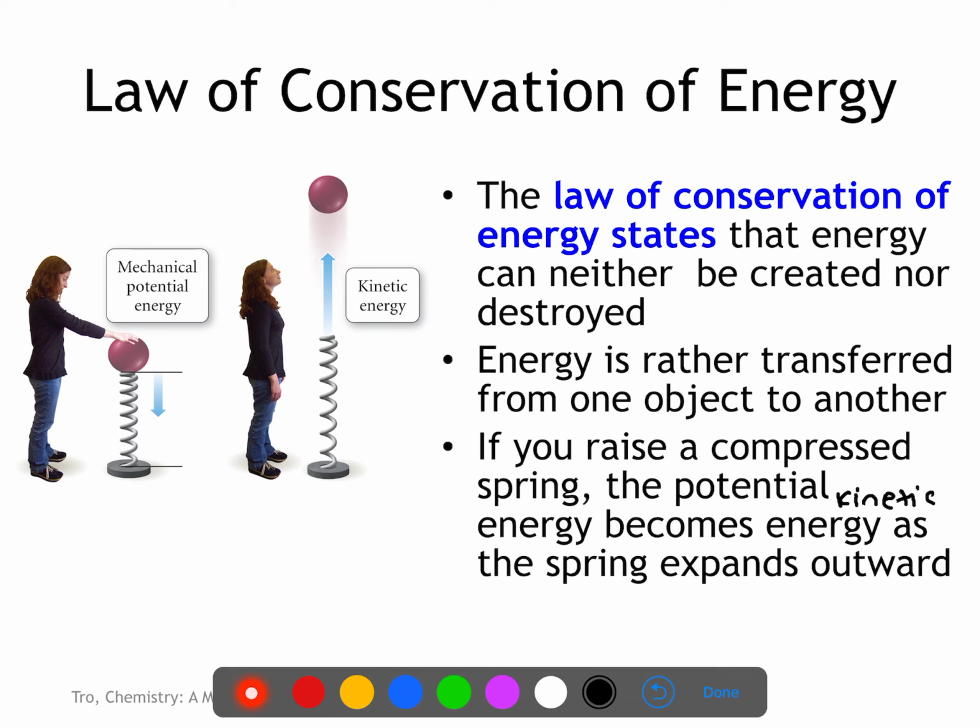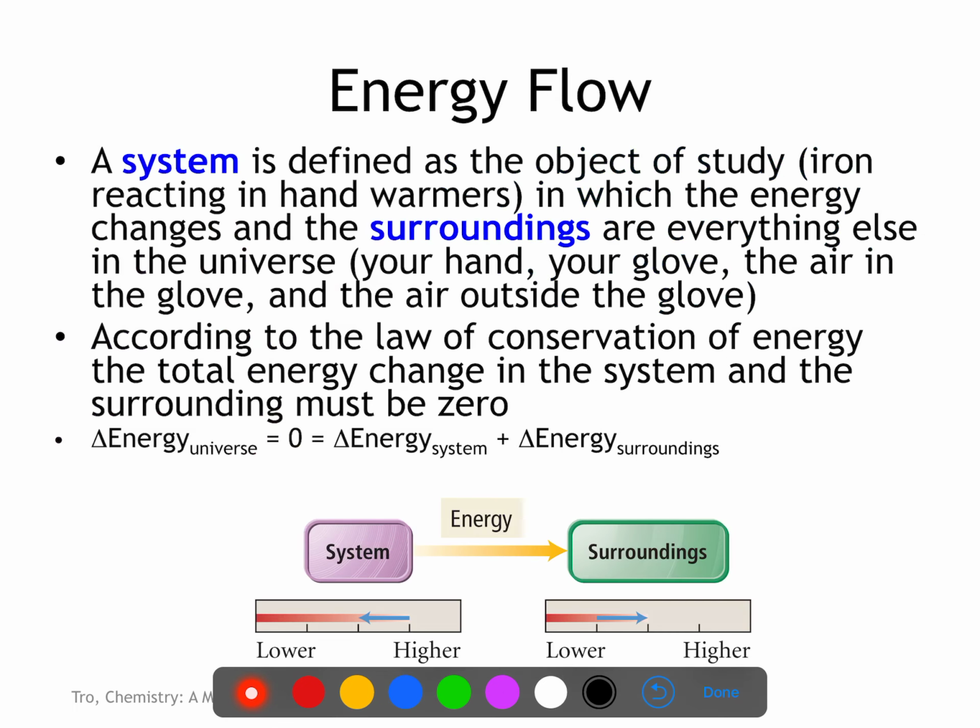This brings us up to two new terms when we're thinking of this energy flow, going from one substance to another, but defining a little bit more exactly what is being talked about. There are two terms: system and surroundings. A system is defined as the object of study, for example, iron reacting in hand warmers or the coffee in a coffee cup, in which the energy changes. And the surroundings are everything else in the universe.